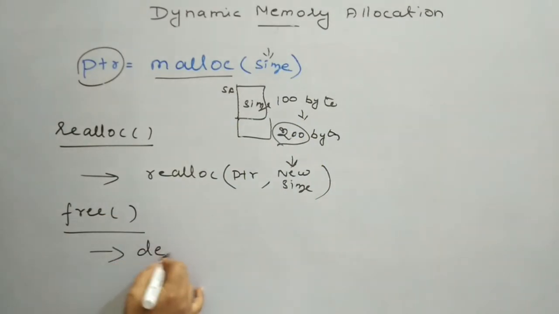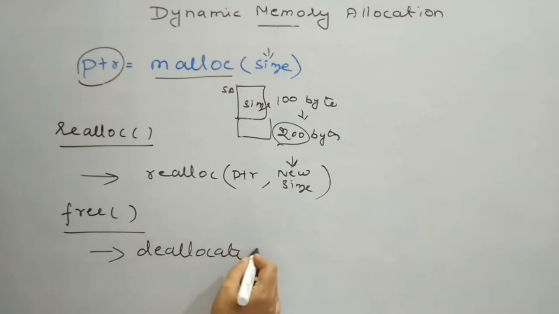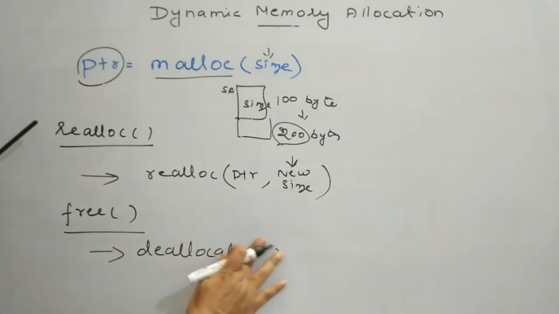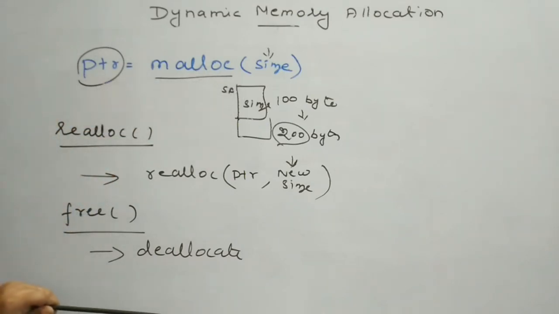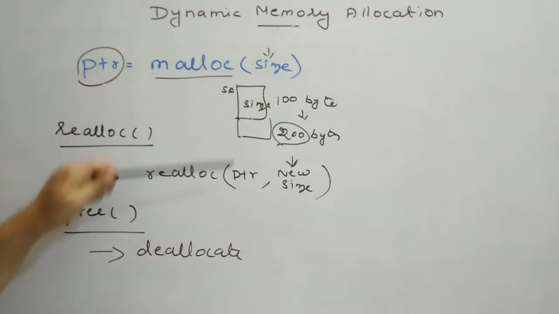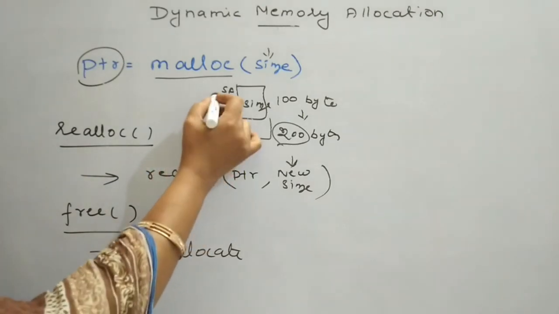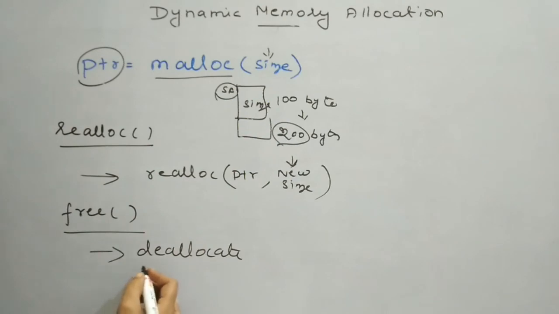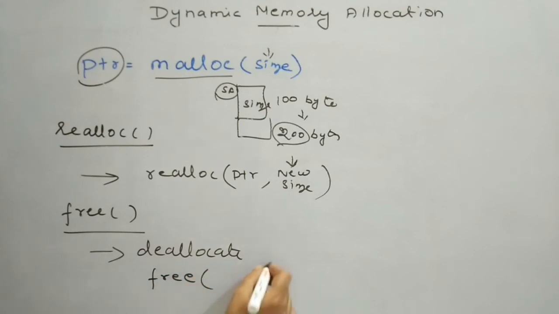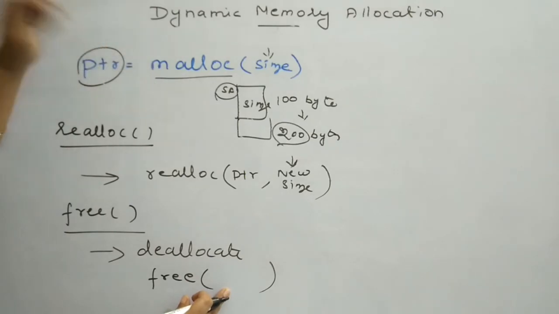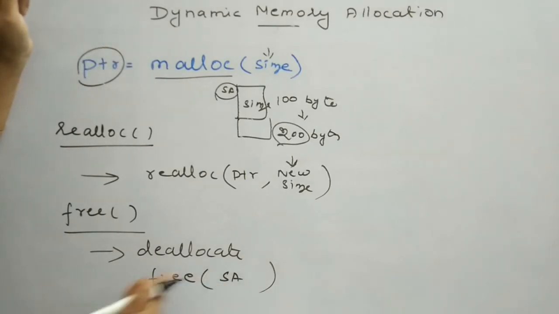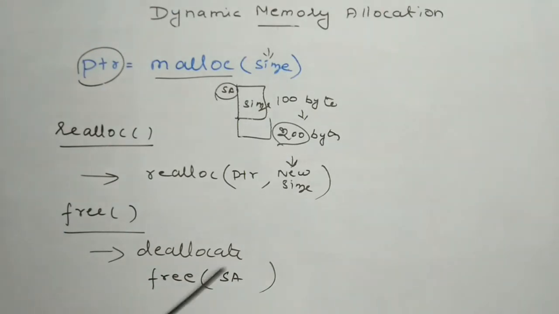If I want to deallocate the memory already allocated by this malloc and calloc function, or if I want to free the memory block which is already allocated, we can make use of this function free. So the starting address of this memory block is SA. If I want to deallocate the memory address, I can make use of this free function. The free function is passed a function parameter which is the starting address of the memory block which we need to free. The starting memory address is passed as function parameter to this function free.